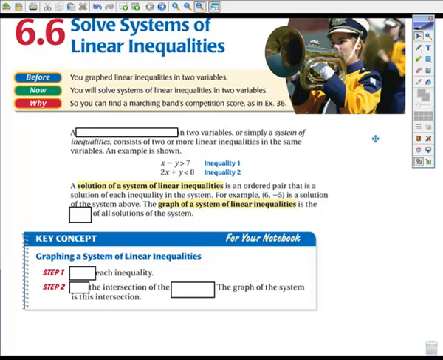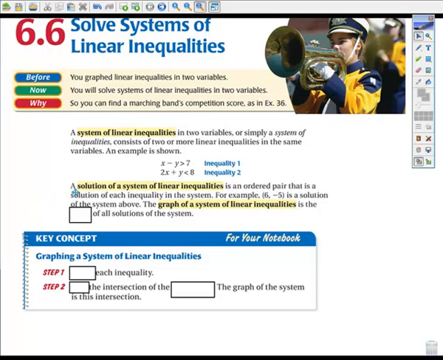So this is going to require, again, the dashed line or the solid line, the shading above or below, left, right, etc. So let's go ahead and start filling this in. A system of linear inequalities in two variables, or simply a system of inequalities, consists of two or more linear inequalities in the same variables. For example, we have x minus y is greater than 7, 2x plus y is less than 8. We would end up graphing these out, and then I'll explain to you how you find the solution.